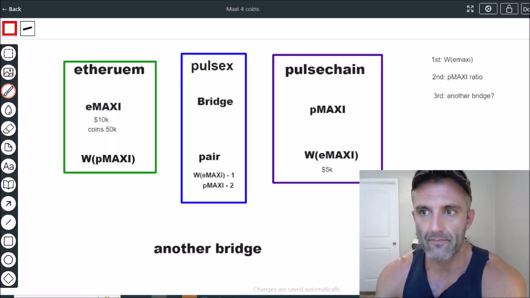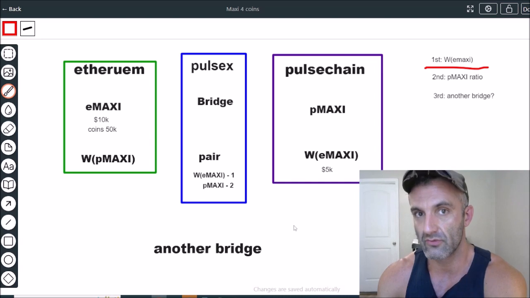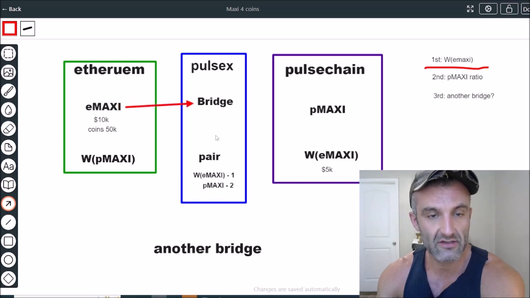Okay, so we have all the four pieces. The first thing we're going to take a look at here is the wrapped eMaxi and the value proposition of the wrapped eMaxi. So let's think about this conceptually. So we're going to use some cool things. Let's use arrows. So somebody has eMaxi on Ethereum, and then they're going to take it to the bridge in PulseX, and then they're going to get a wrapped version on Pulsechain.